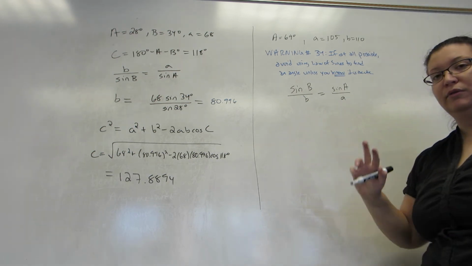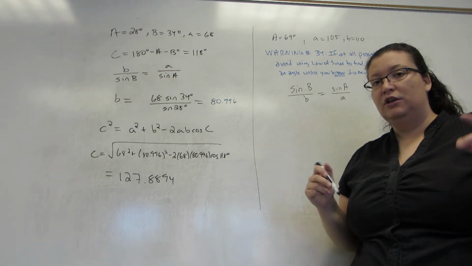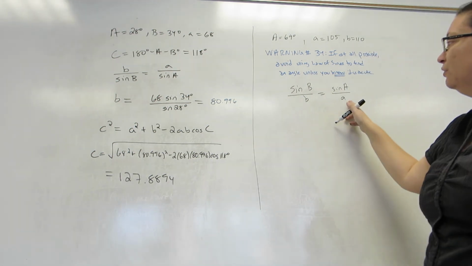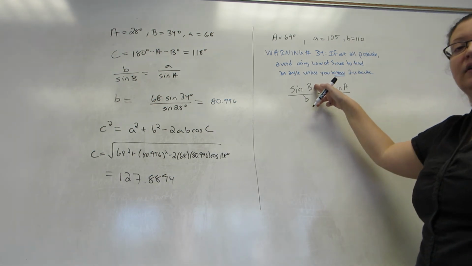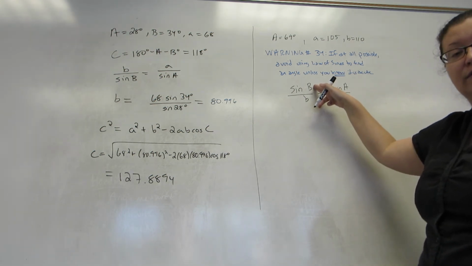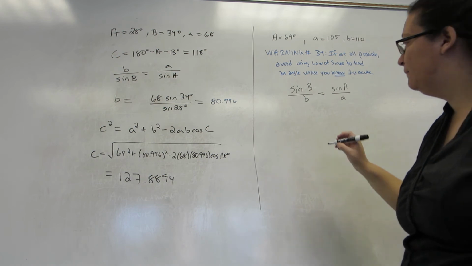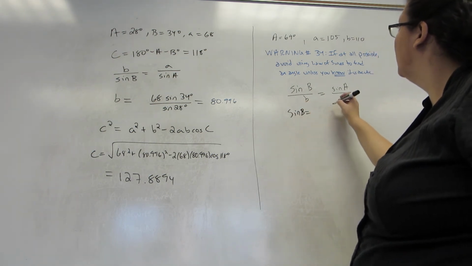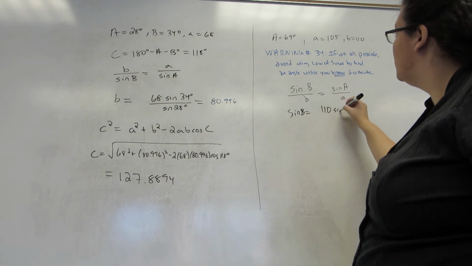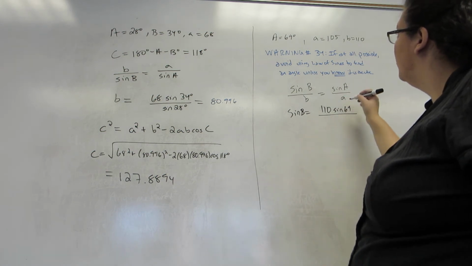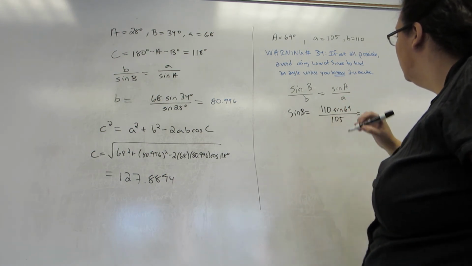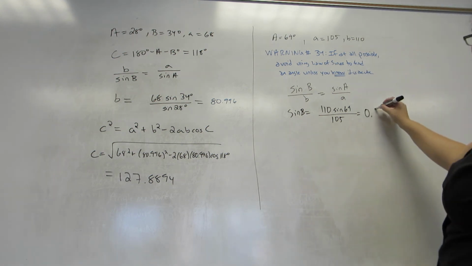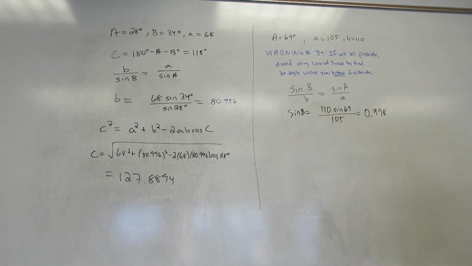Notice I've taken the liberty of flipping the fractions. You can do that, as long as I flip both ones. I did this because sine B is the thing I'm solving for, so it's easier if it's on top. So this must be that sine B is little b times sine A over little a. Okay, I worked this out, and so far I haven't had any problems. Now here's where the problem comes in.